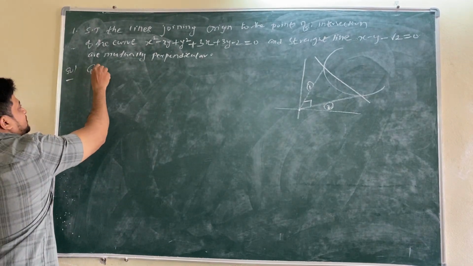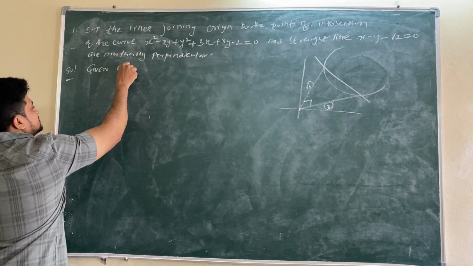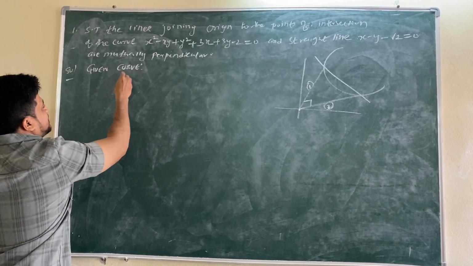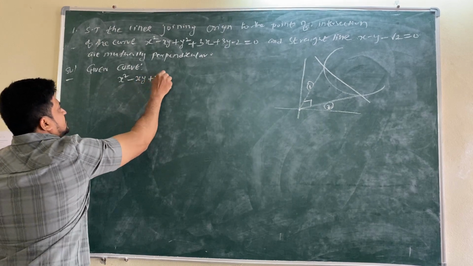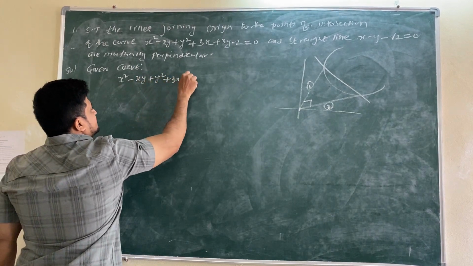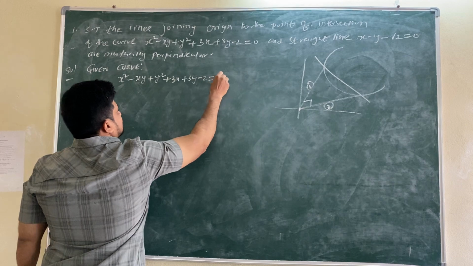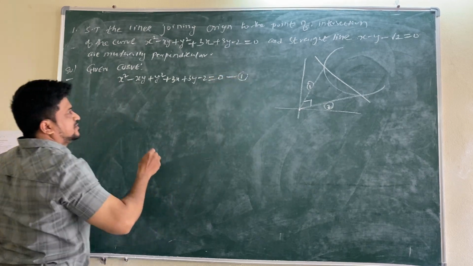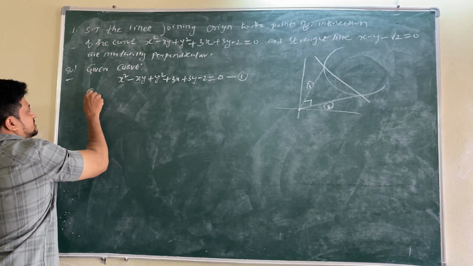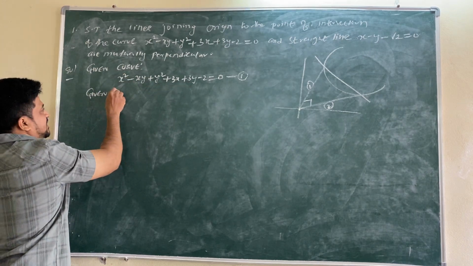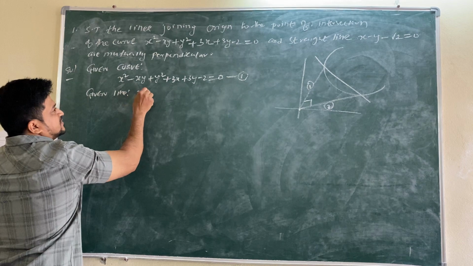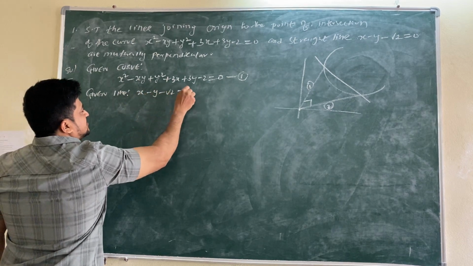Given curve we will write first. What is the given curve? x square minus x plus y square plus 3x. This is 1. Then given line. Whatever thing which does not have square, that is linear. Given line is x minus y minus root 2 equals to 0.